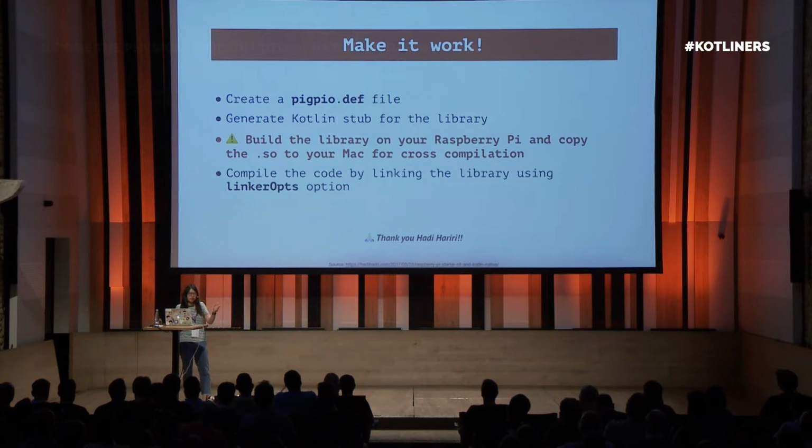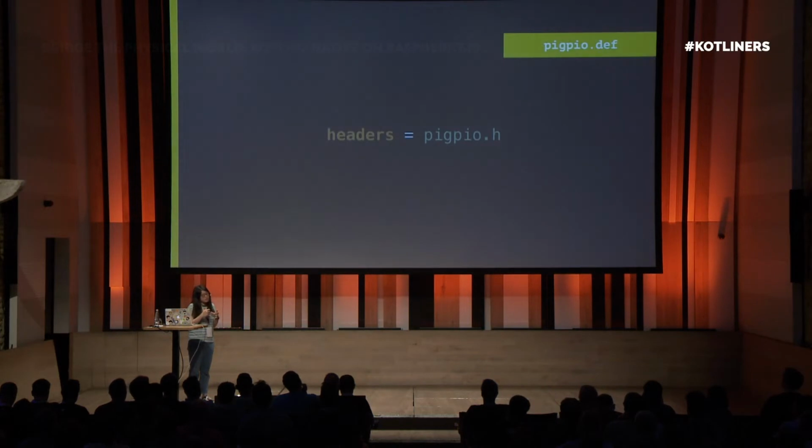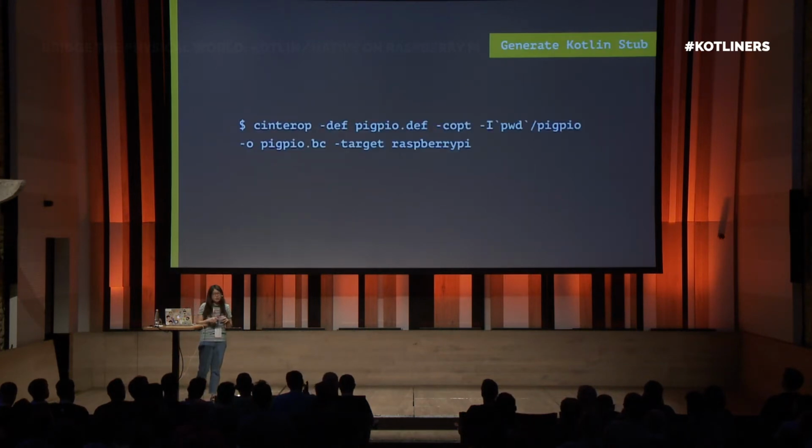As you might recall, in order to make a C library work, we have to generate Kotlin stubs. So how does that work? Start by creating a def file, and with the tools Kotlin Native provided, we can make it happen. We break it down step by step. The def file looks really, really simple. You just have to specify which is the header file. Then with this header file, we just have one command line to generate the Kotlin stub.